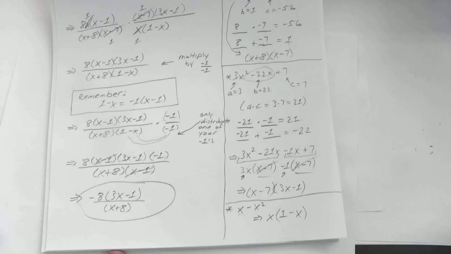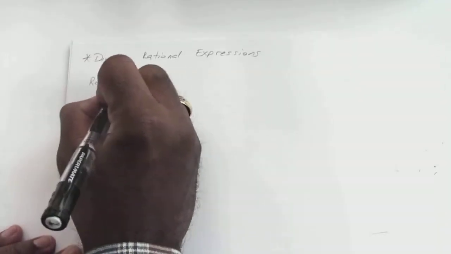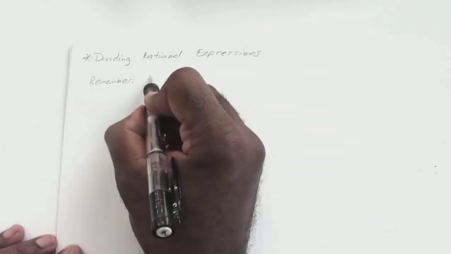Alright, so now we can move ahead to dividing our rational expressions. For dividing rational expressions, you want to think back to the rules for dividing just regular plain old fractions. So remember the steps for dividing fractions.